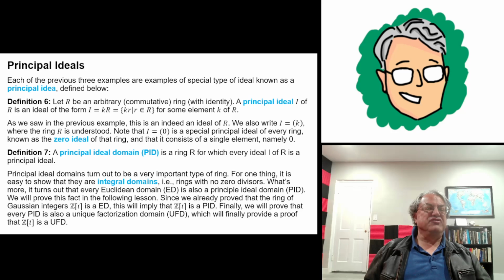And that's obviously true for the ordinary integers. It's also true for the Gaussian integers. It's going to be true for most rings we look at. Most rings we study in this course are going to be integral domains, but not every ring is an integral domain. There are rings with zero divisors.